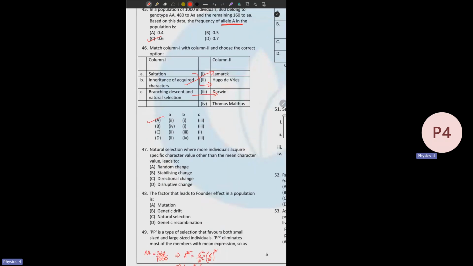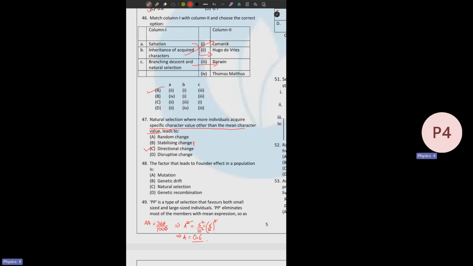Natural selection, where more individuals acquire a specific character value other than the mean character value. So here there is no loss of characters, loss of traits. So it is not stabilizing change. It is directional change. All right. One character is getting hyped up. Other character is slowly decreasing. So this is directional change.